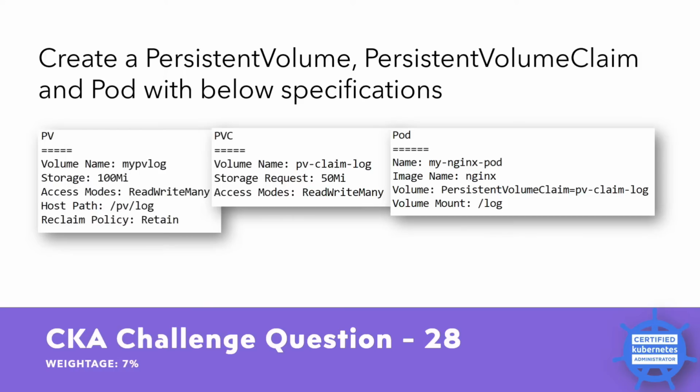This question is asking the users to create a Kubernetes deployment that includes a persistent volume (PV), a persistent volume claim (PVC), and a pod. These three components are used together to enable data persistence in Kubernetes.